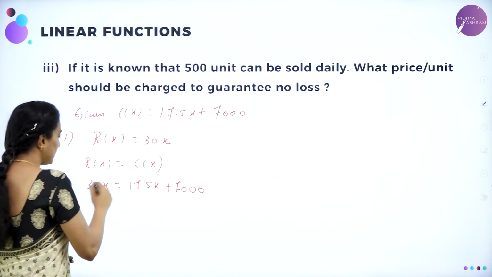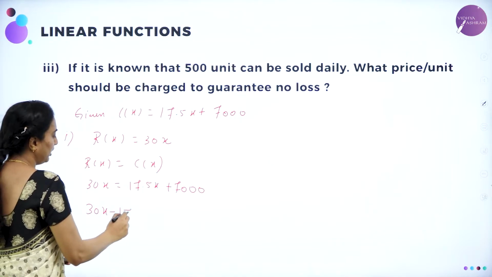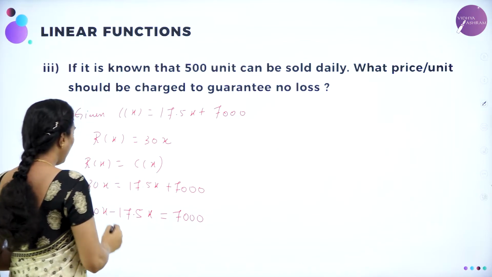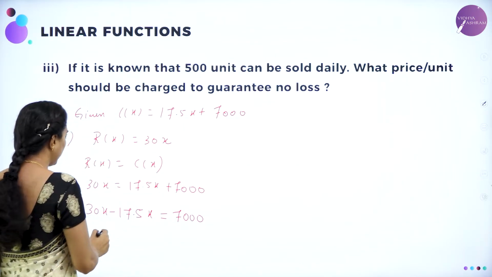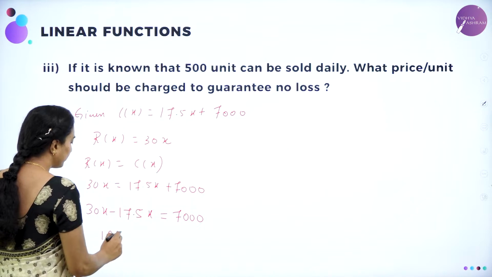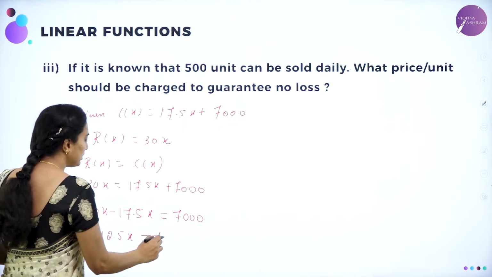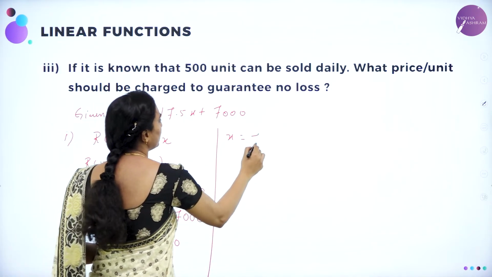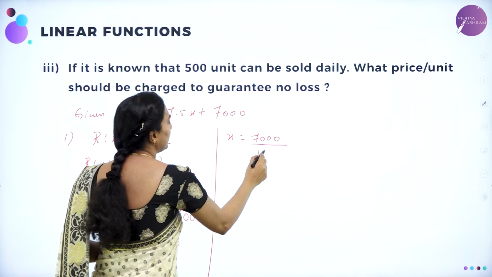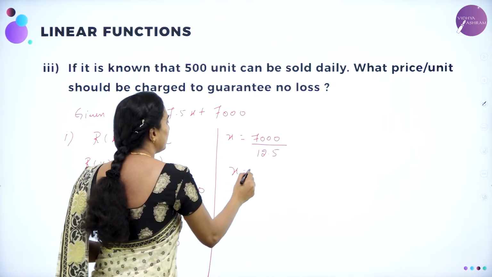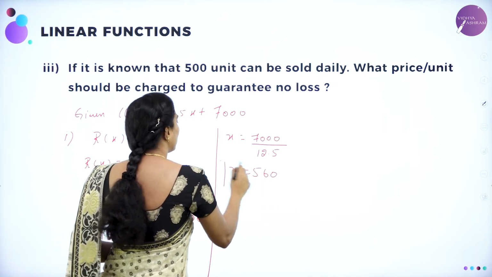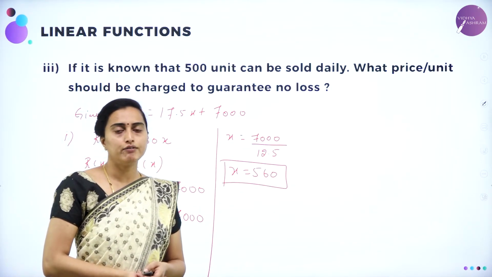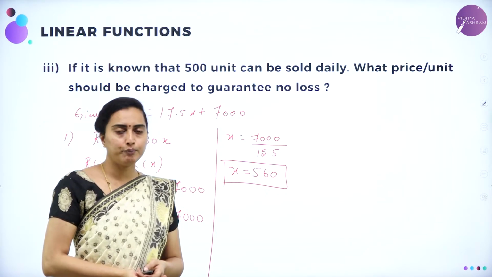Now if you take it to this side, 30x minus 17.5x is equal to 7000, or 30 minus 17.5 gives you 12.5x is equal to 7000, or x will be equal to 7000 divided by 12.5. So x will be equal to 560. So if each product is 560 rupees, the company will have no loss. I hope you got this one.